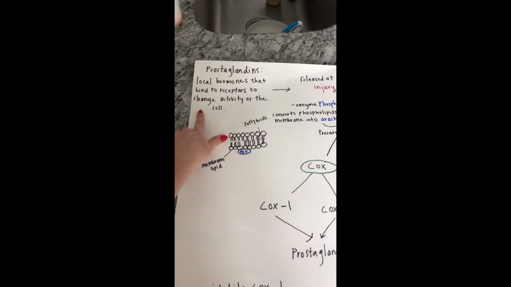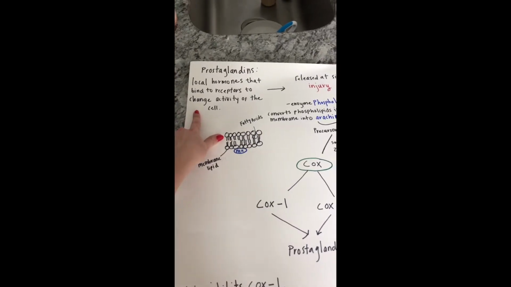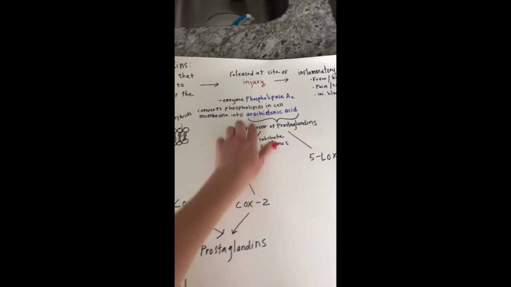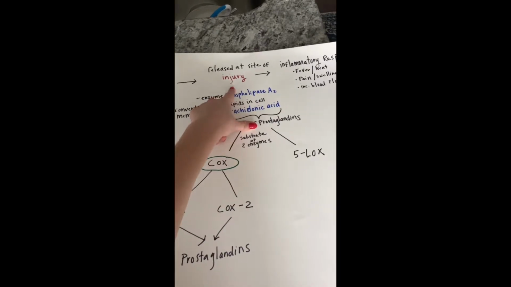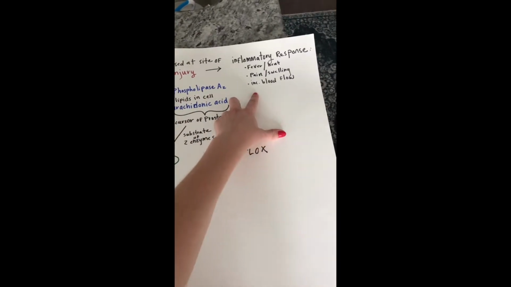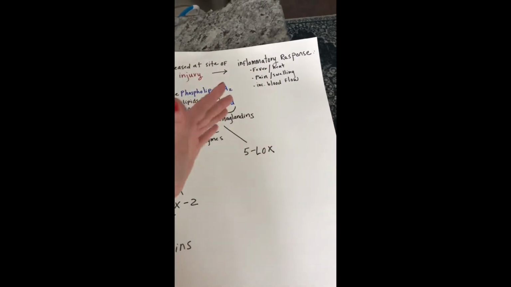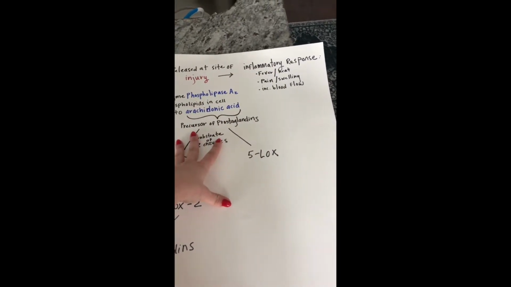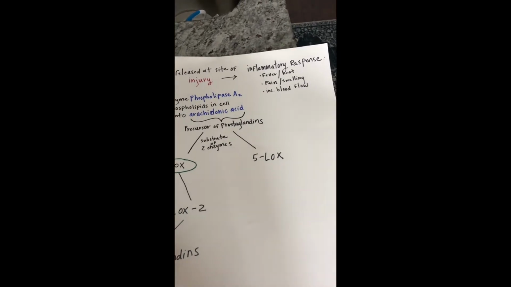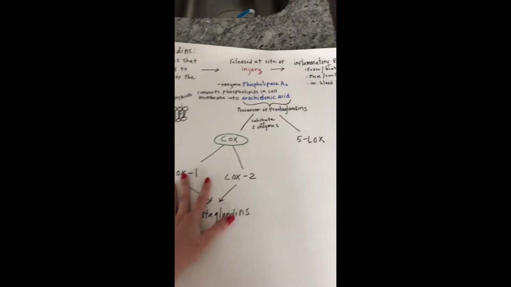So prostaglandins are local hormones and they bind to the receptors of cells and therefore change the activity of the cell. Prostaglandins are found at sites of injuries, and they start the inflammatory response. That's fever, having heat in that area, pain, swelling, and an increase of blood flow to that area. All of those are due to the release of prostaglandins.